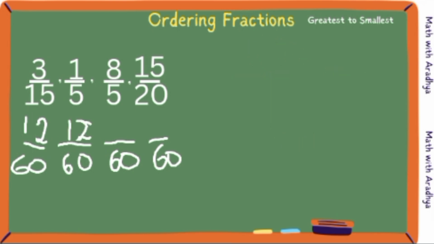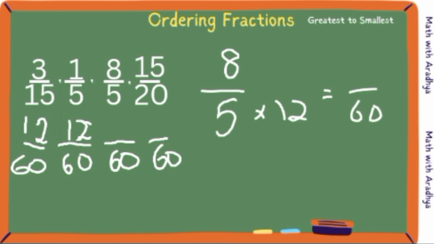Now we have our third fraction, which is 8 by 5. So in this we need to see what we multiply with 5. As we all know, if we multiply 5 with 12, we will get 60. So we will multiply this with our numerator, and we will get 12 multiplied by 8, we will get 96. So it means in the numerator of that fraction we need to put 96.